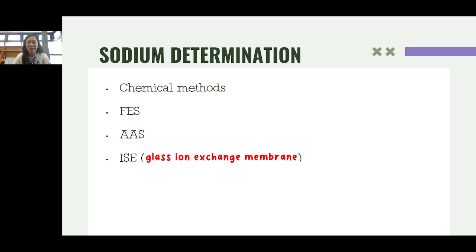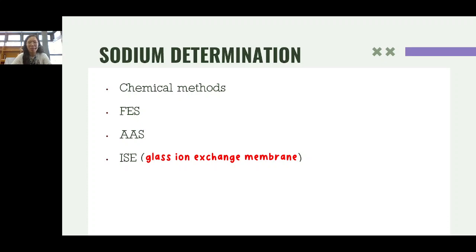Now, FES and AAS are two examples of spectrophotometry in which, from the name itself, you can already see the difference of these two in terms of the principle and in terms of the light source. Flame emission, meaning flame, so its light source is a flame, while your atomic absorption, kids, its light source is your hollow cathode lamp.